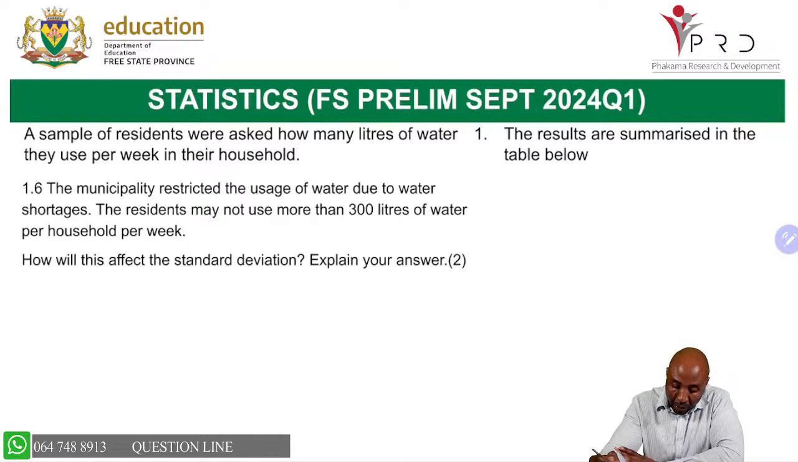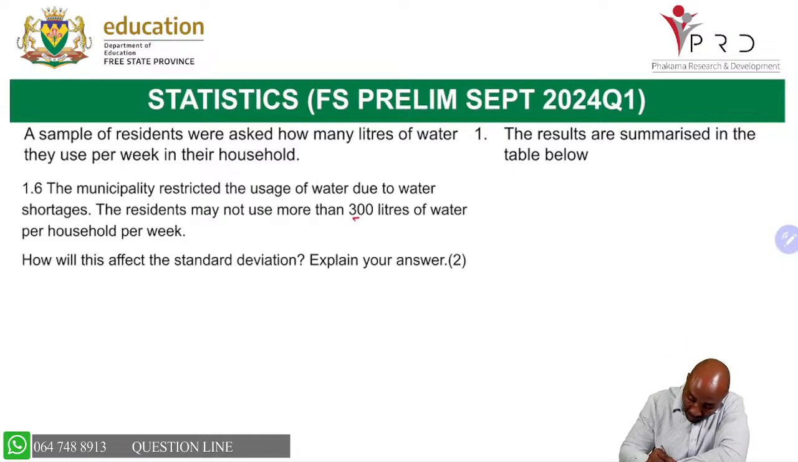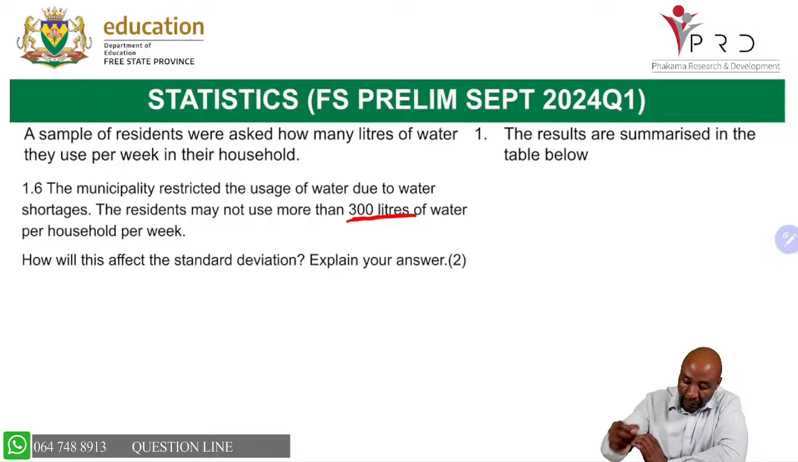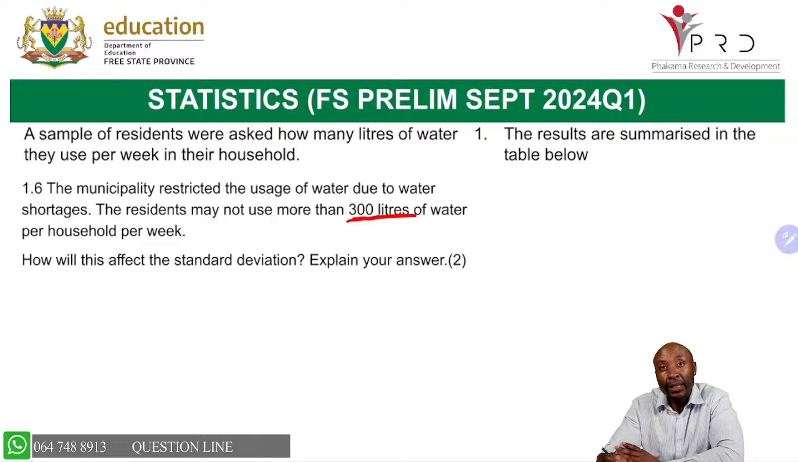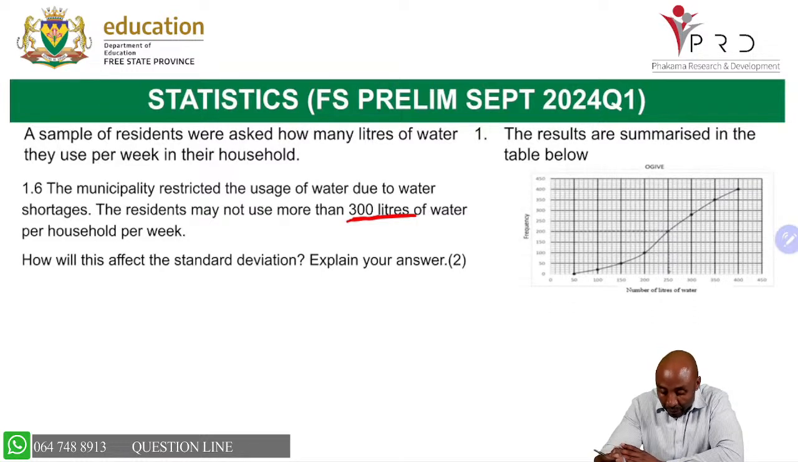Now, we are told that a sample of residents were asked how many liters of water they use per week. The municipality restricted the usage of water due to water shortages. The residents may not use more than 300 liters of water per household per week. How will this affect the standard deviation? Now, remember, from grouped data, we are also able to find our standard deviation for the data. So, we have our data. What will happen to the standard deviation?